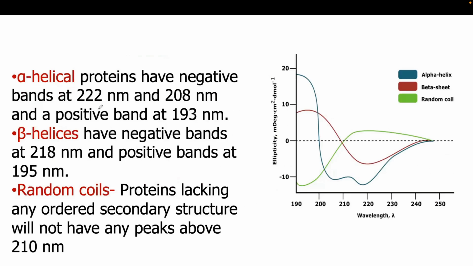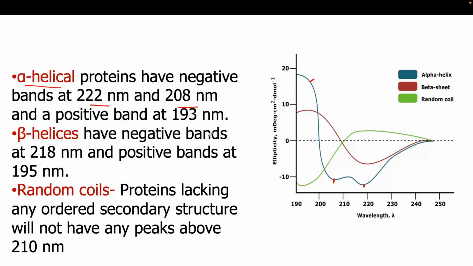Then you have the protein's secondary structural content information. The first one is the alpha helix. In the alpha helix, you have a negative band at 222 nanometer and 208 nanometer, and a positive band at 193 nanometer. So here there are two negative peaks, one at 222 nanometer and one at 208 nanometer, and one positive peak at 193 nanometer.